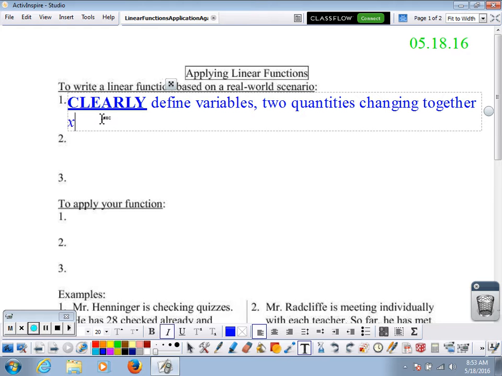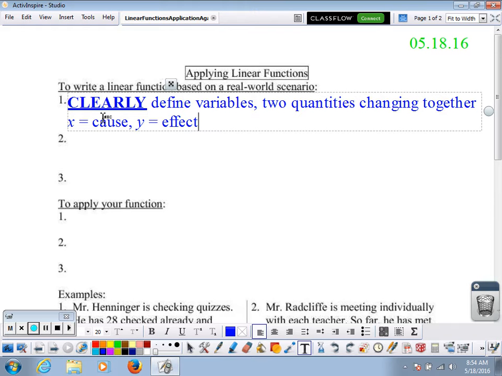Now we use x and we use y. Once I figure out what two quantities are changing, how am I going to know which one's which? Very good. X is the cause, y is the effect.